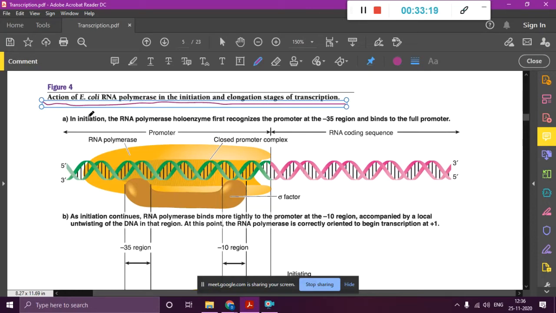So in initiation, the RNA polymerase holoenzyme is the complete enzyme which has 2 alpha units, 1 beta unit, and 1 beta dash unit, as well as the sigma factor. So that is the holoenzyme. Holo means complete. The core enzyme does not have the sigma factor. The dark yellow one is the sigma factor, and the light yellow is the core enzyme.